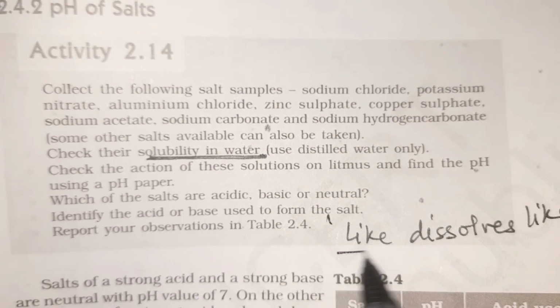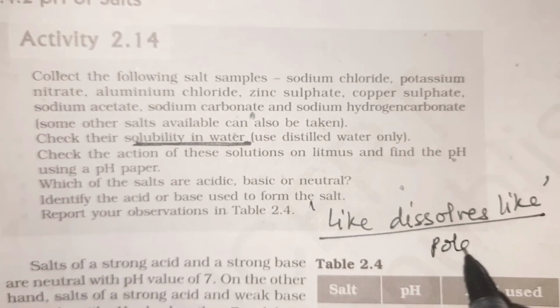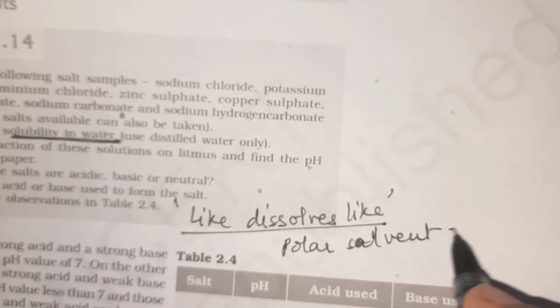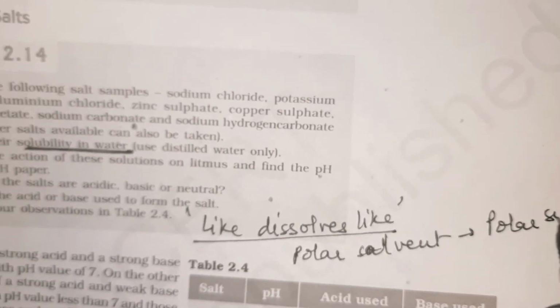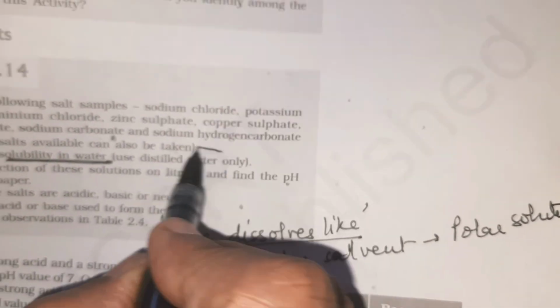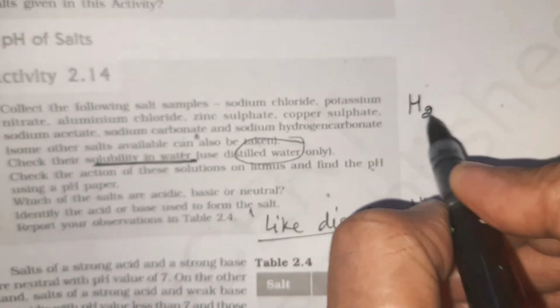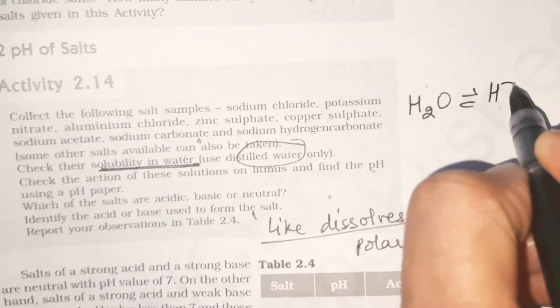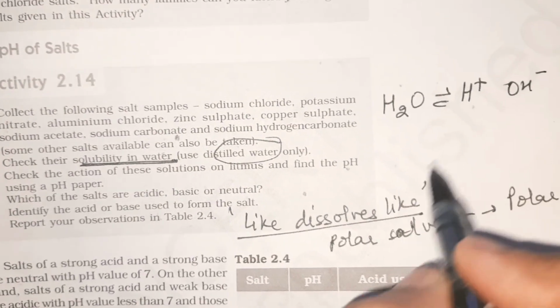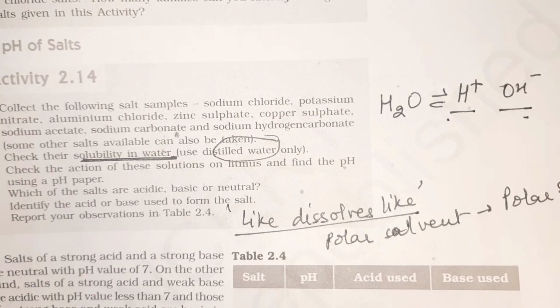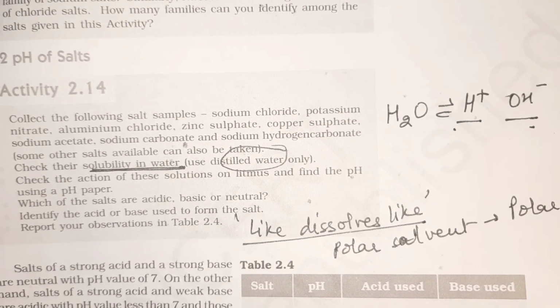In simple words, this means that a polar solvent will dissolve a polar solute. Now they are asking that the solvent is water here. Water is H2O, which can be broken into two parts, H ion and OH ion. That means two poles are there. Poles means a positive part and a negative part.